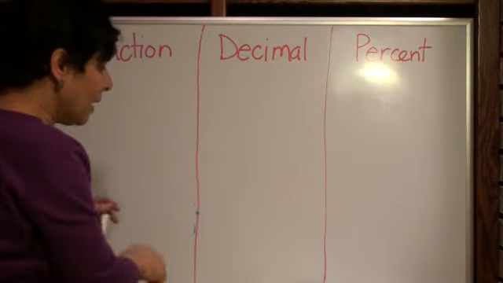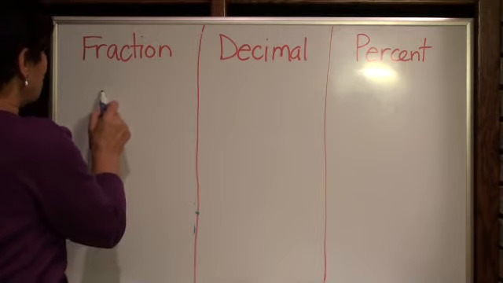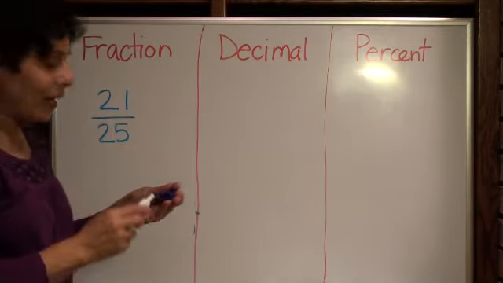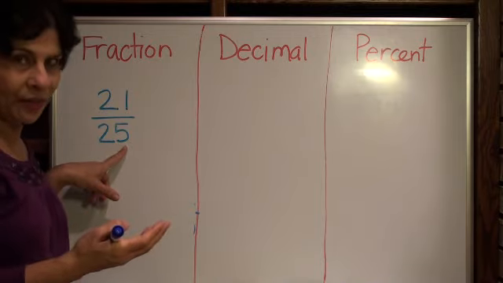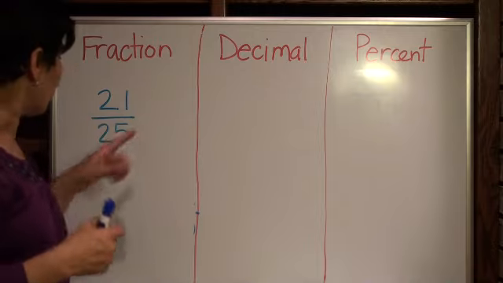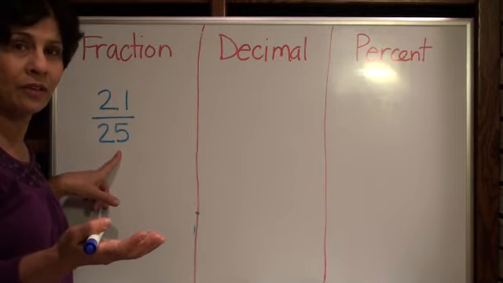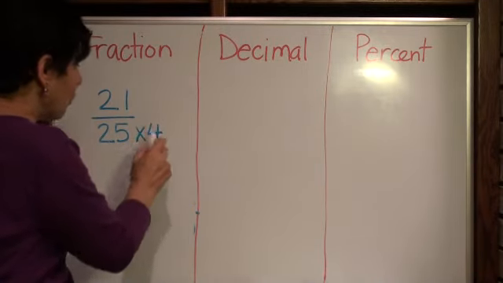50 was one of them. Another is going to be 25. Let's say we had 21 over 25. Now we can't make that to 10, so we need to increase it to 100. How are we going to do that? Times it by what? Think quarters. 25 cents is a quarter. How many quarters in 100 cents? 4. Let's use 4. 25 times 4.